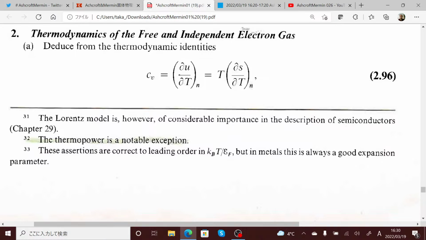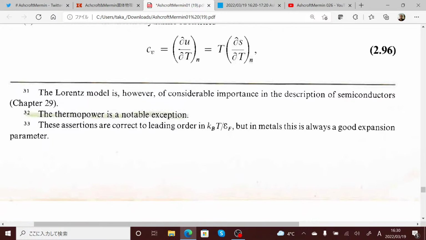The thermal power is a notable exception. These assertions are correct to leading order in kBT divided by epsilon F. But in metals, this is always a good expansion parameter.